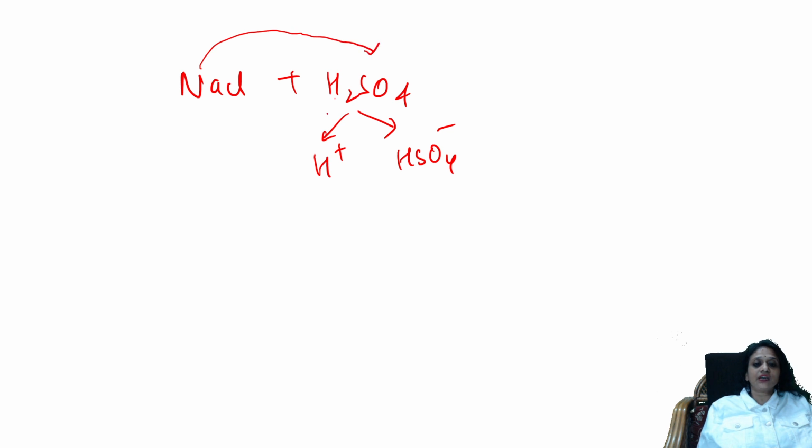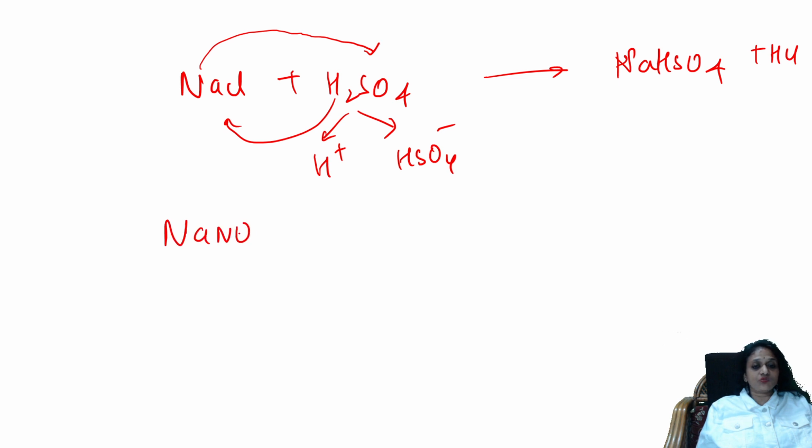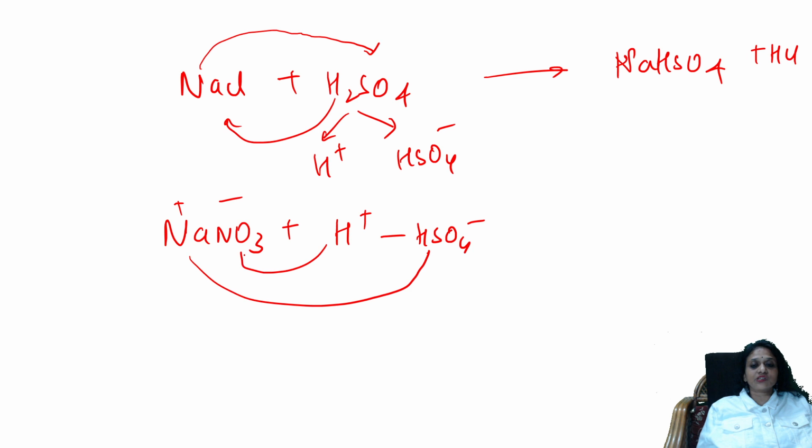NaHSO4, HCl. So what am I getting? I'm getting NaHSO4 plus HCl, right? Okay, then simple. One more. Let us see: NaNO3 plus H plus HSO4 minus. This is plus, this is negative. NaHSO4 plus HNO3.